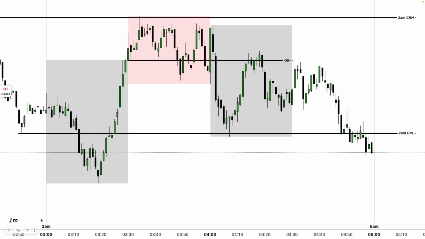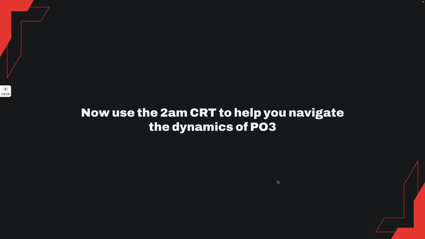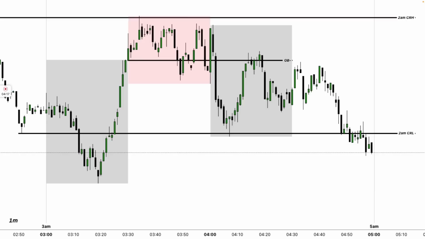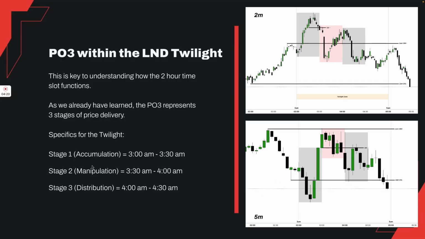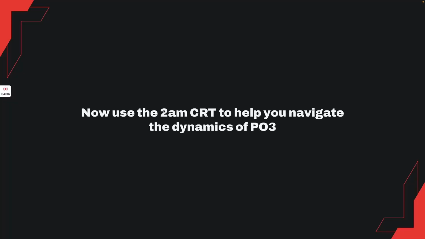Recognize the time. 3 a.m. to 5 a.m. Now use the 2 a.m. CRT to help you navigate the dynamics of power of 3. Use this knowledge of stage 1 accumulation, 3 a.m. to 3:30. Stage 2 manipulation, 3:30 a.m. to 4 a.m. Stage 3 distribution, and usually the quickest, 4 a.m. to 4:30 a.m. Use that knowledge with the 2 a.m. CRT, and you will destroy the markets.